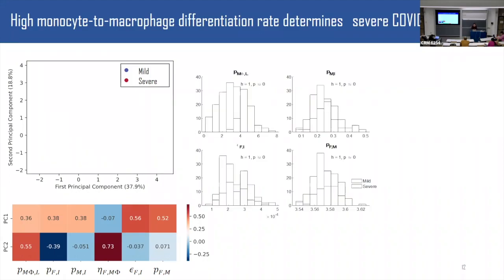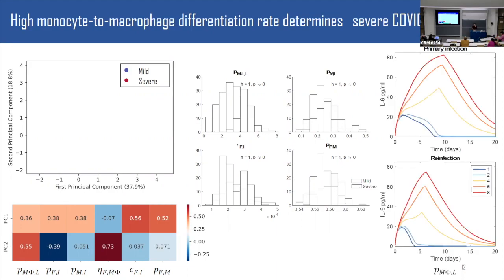We find that these four parameters are significantly different, especially the first one, PM5L, which for severe patients is skewed to the right. And then we did a local sensitivity analysis for all these four parameters, and we find that the parameter PM5L, that is the differentiation rate from monocyte to macrophages, determines the COVID-19 severity.